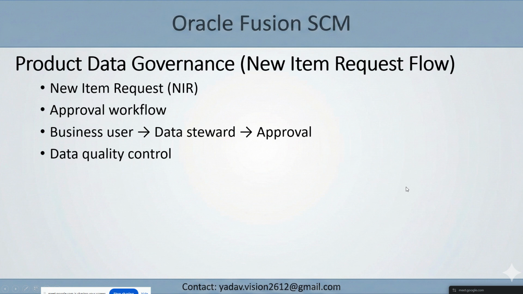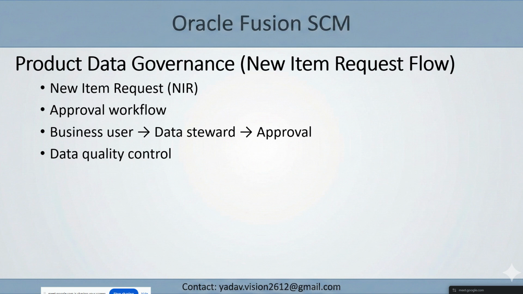I'm moving to the next topic. We talk about item creation. We have a process for any new item to be created. You are going to have a new item request. If you want to create any new item, you have the NIR, which is called a new item request. Through that, you request item creation.